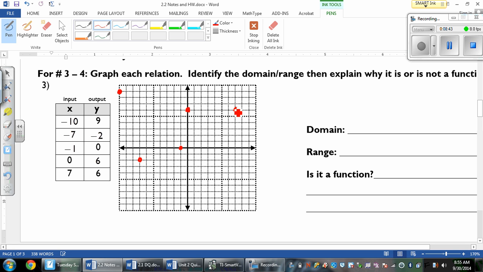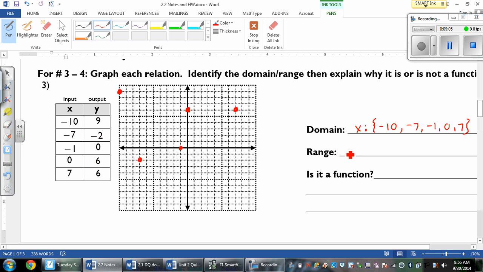Okay. Let's go ahead and list my domain. Since my domain is my x values, I start with x colon and then a bracket. Again, I list them in increasing order with no repeat. So my smallest x value, my smallest input would be negative 10. Then I go to negative 7, negative 1, 0, and 7.